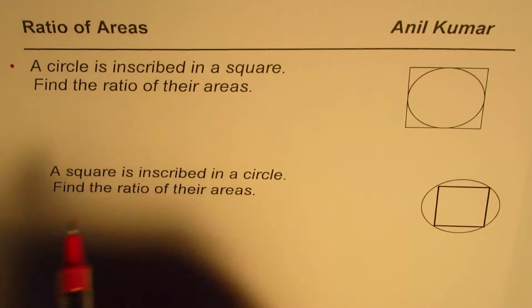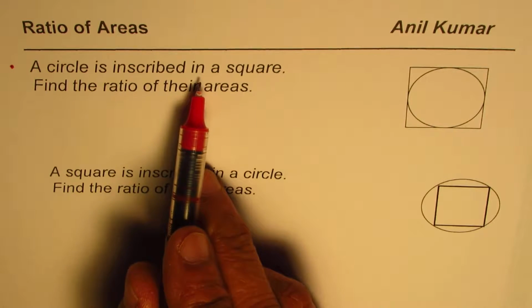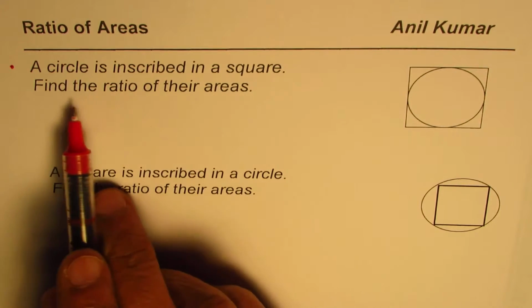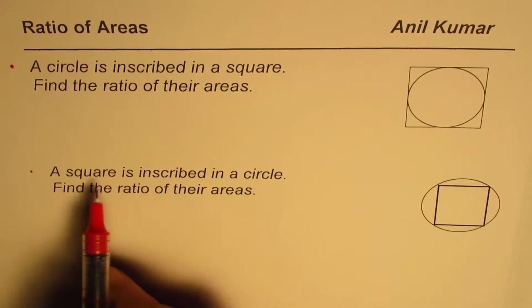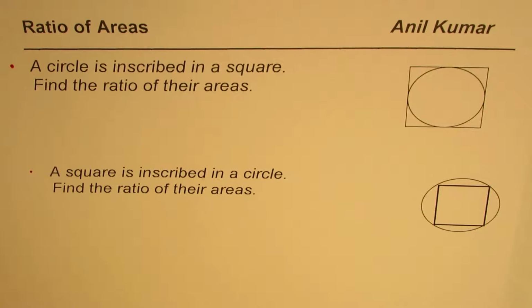Here we have two very interesting examples to compare the ratio of areas. The first one is, a circle is inscribed in a square, find the ratio of their areas. And the second one is, a square is inscribed in a circle, find the ratio of their areas. So that is what you need to do. You can pause the video, answer the question, and then look into my suggestion.